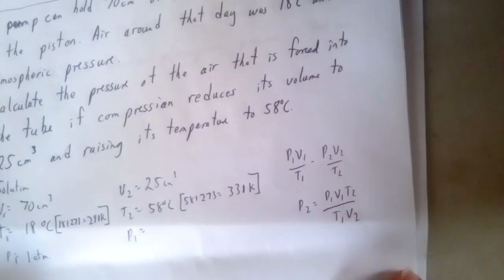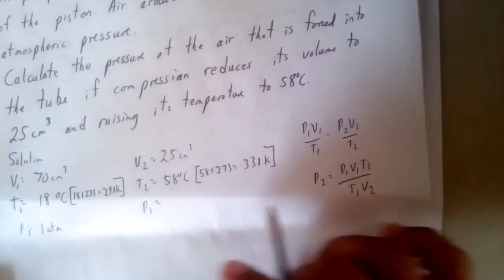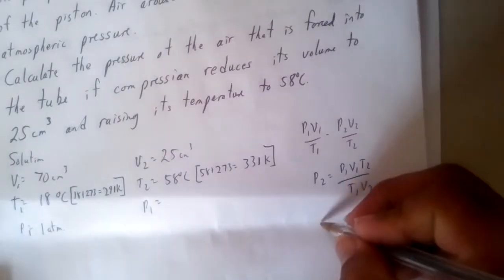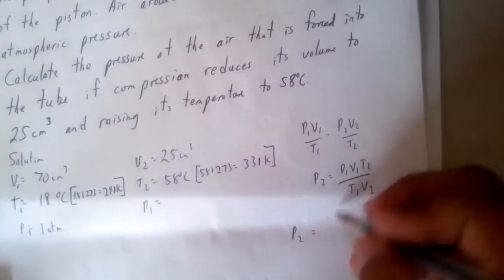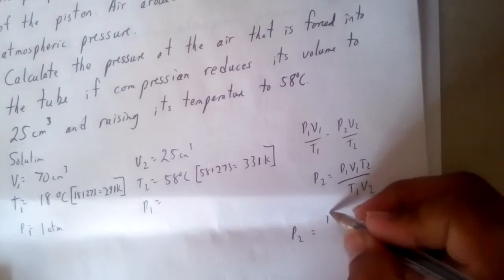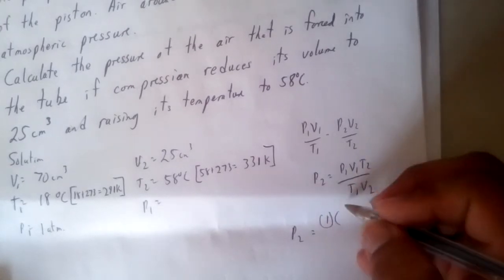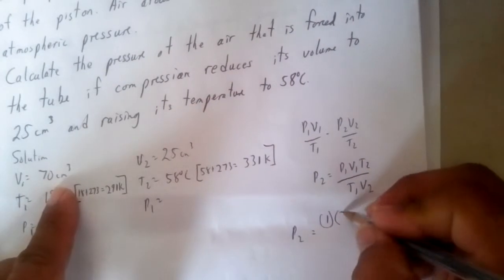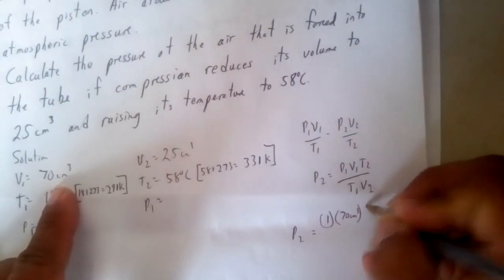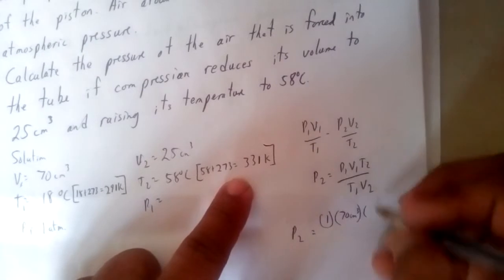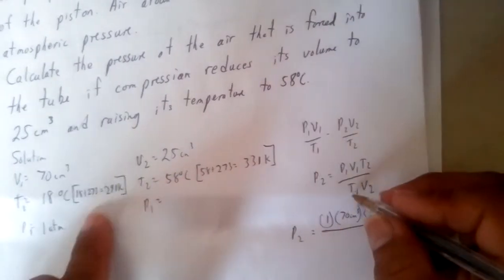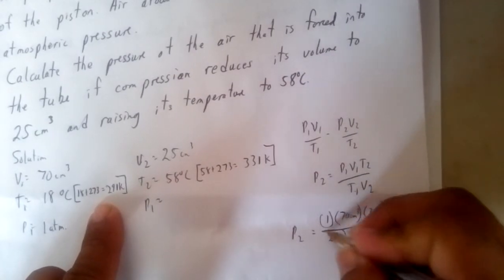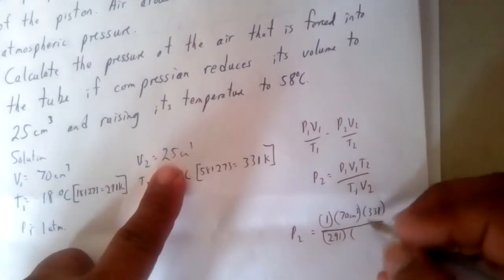All right, no exceptions. Now, since you have that equation set up and that's what you want, you simply substitute into the equation. So pressure 2 is equal to pressure 1, which is 1 atmosphere, times volume 1, which is 70 centimeter cube, times temperature 2, which is 331 Kelvin, over temperature 1, which is 291 Kelvin, times volume 2, which is 25.